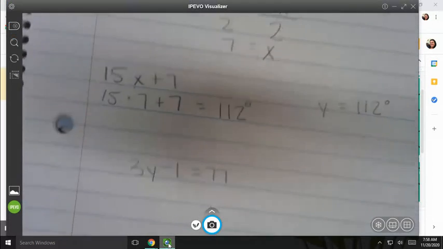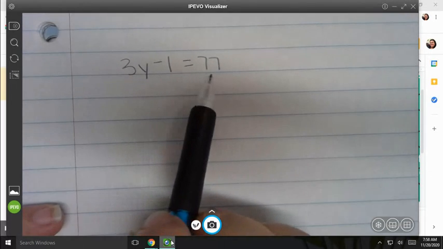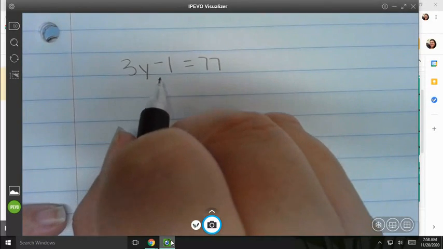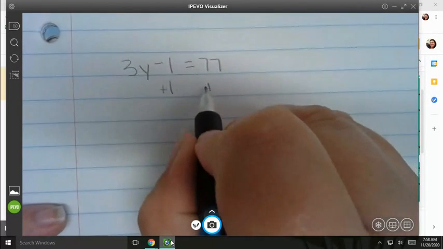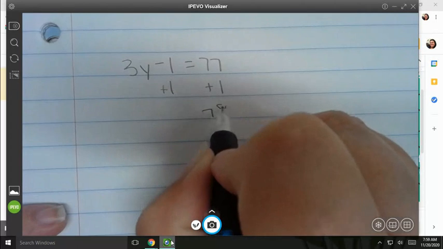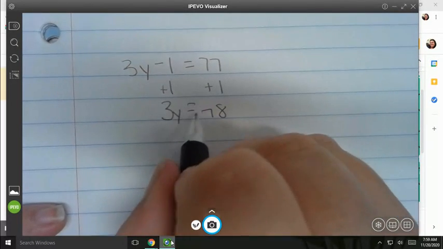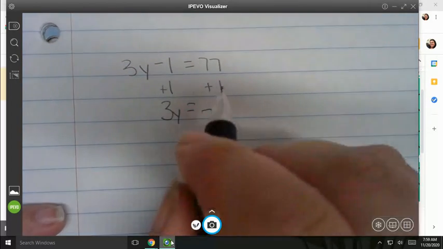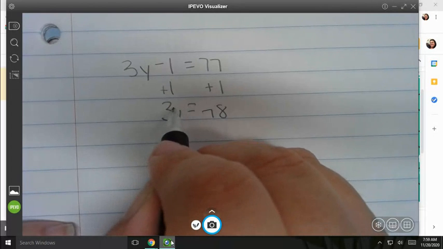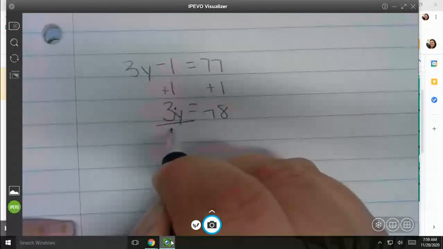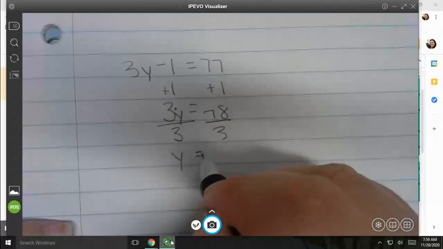So let's look at how that's set up. So we have 3y minus 1 equals 77. So our easiest way to do this is a negative 1, so we're going to add 1 to both sides. So 78 equals 3y. So 3y equals 78. So 3y is like saying 3 times y. The opposite of that is division. So we're going to divide each side by 3.